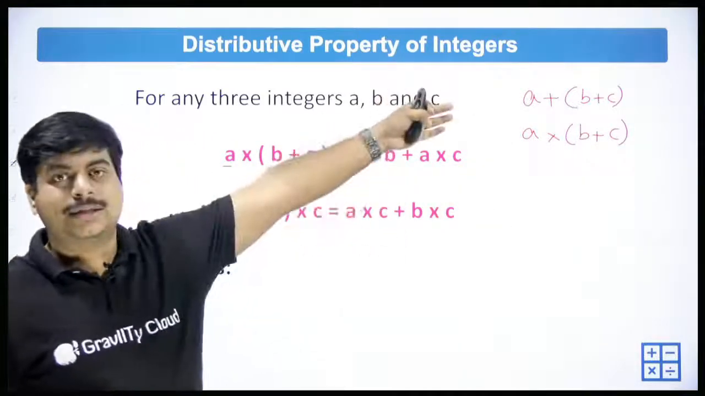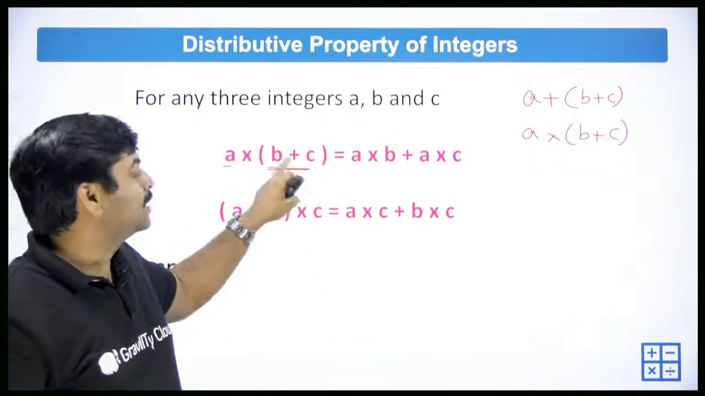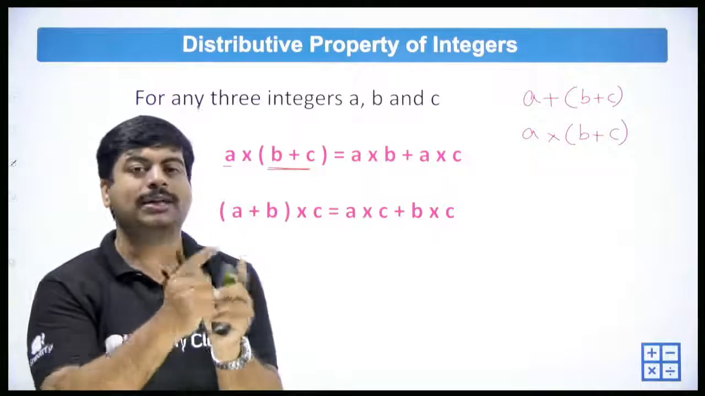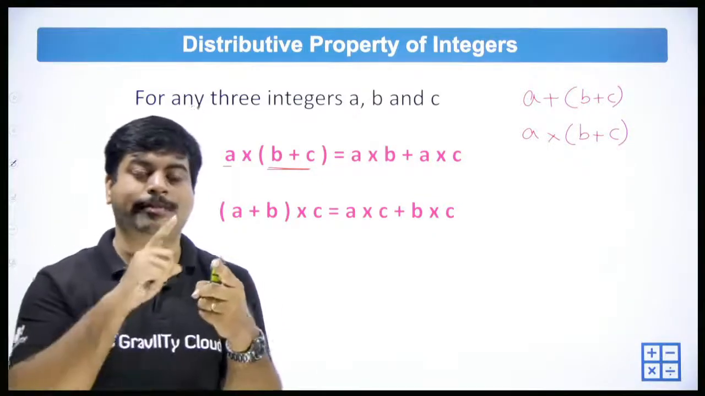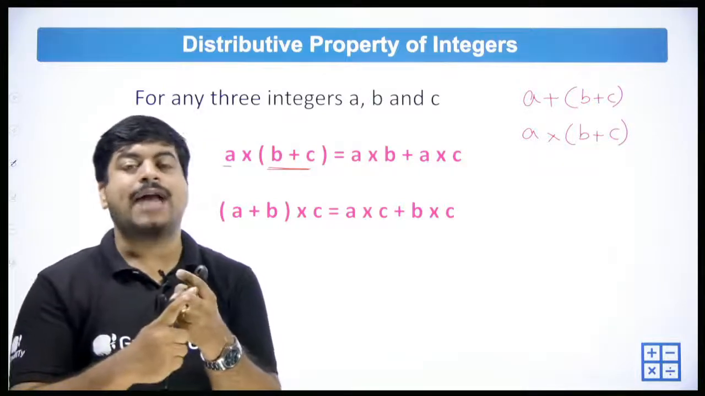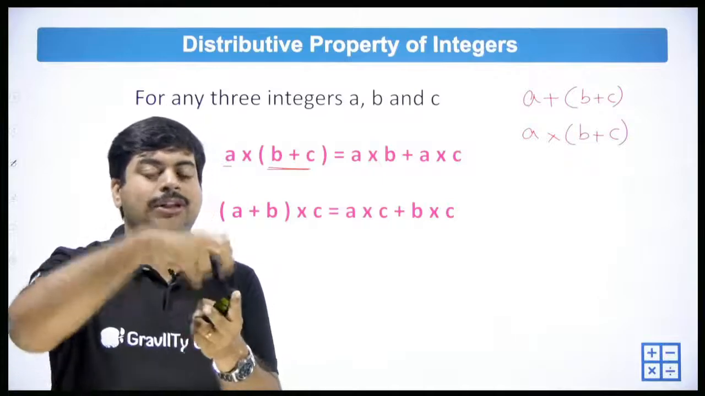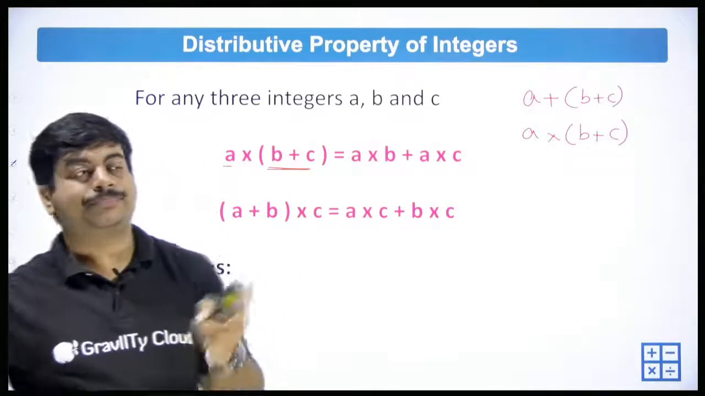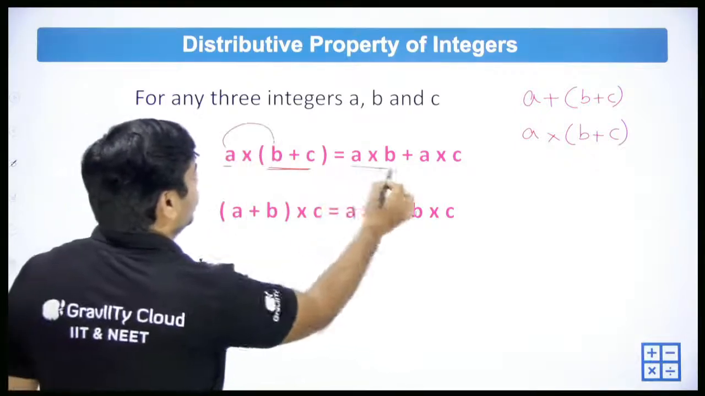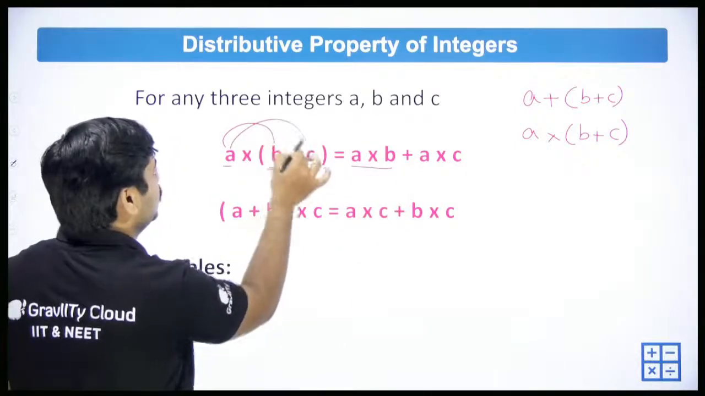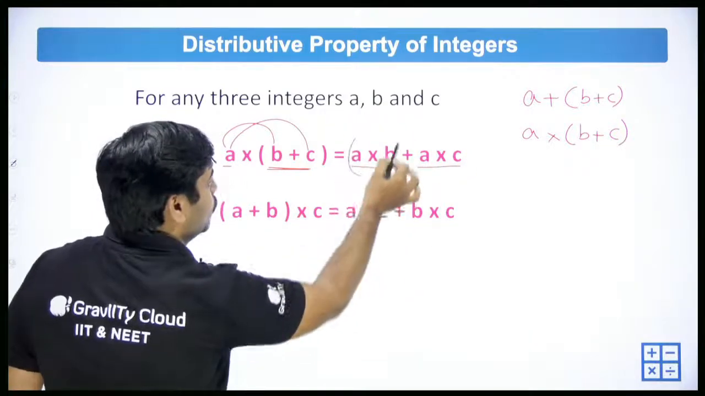Associative property we discussed. But now, you have multiplication as well as addition, two different operations in the same property, one with multiplication, one with addition. And we need to distribute whatever we are multiplying to all the remaining numbers. You can see here, A we are distributing to B, so A into B, plus A we are distributing to C, so A into C. You should be very careful here.